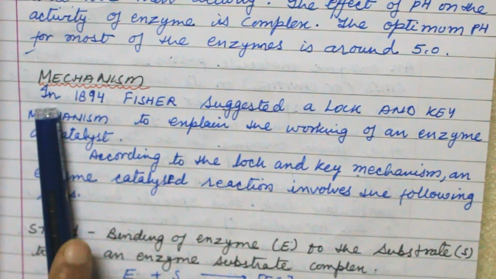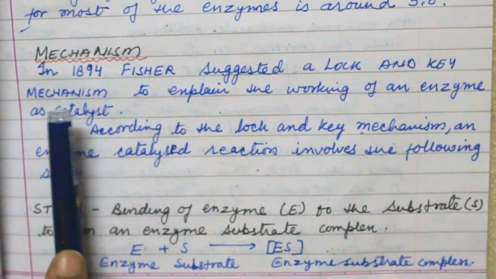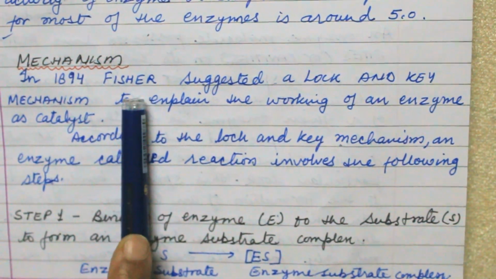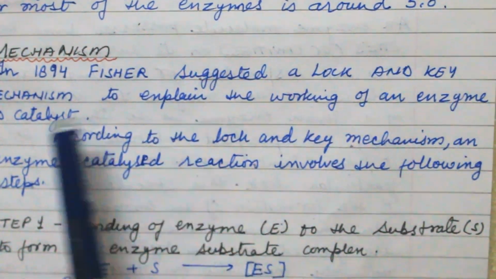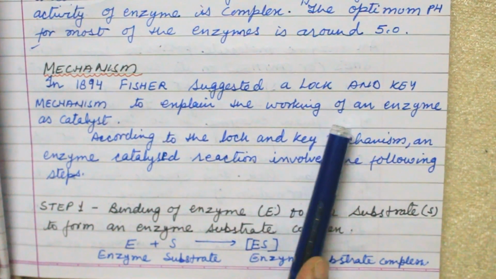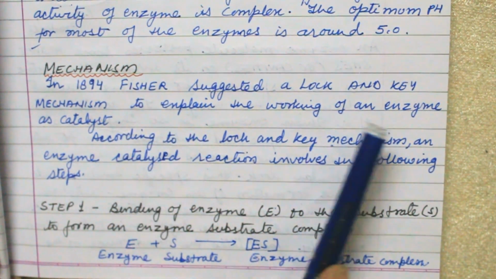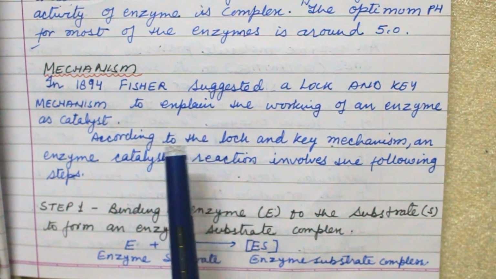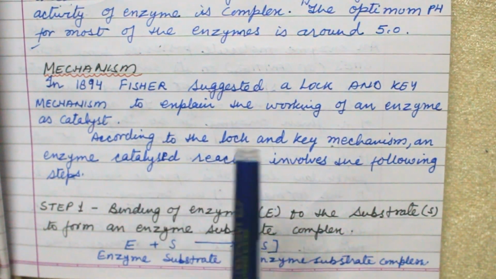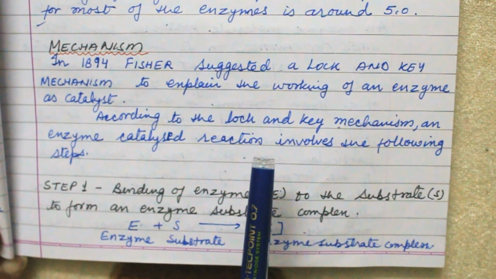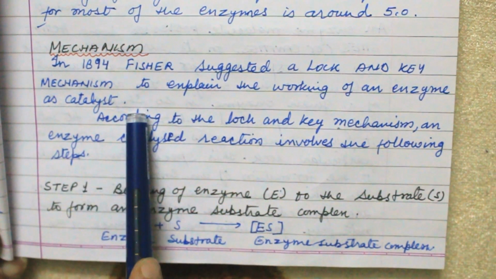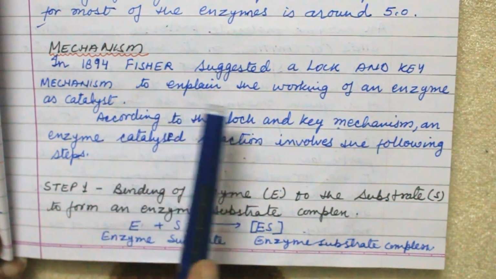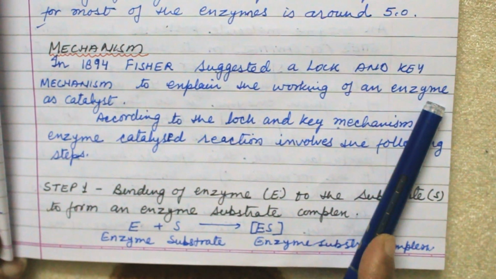Student, today my topic is the mechanism of enzyme. In 1894, Fischer suggested a lock and key mechanism to explain the working of an enzyme as a catalyst. Both just speed up the reaction. A catalyst works outside of the body and an enzyme works inside of the body.